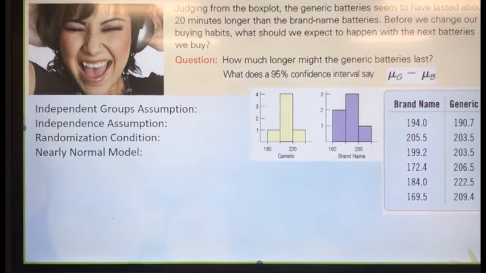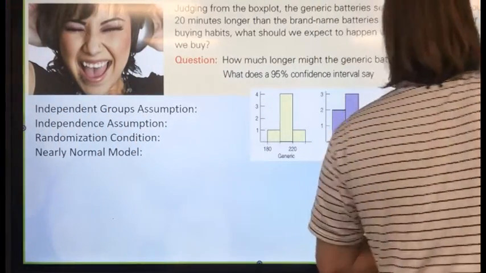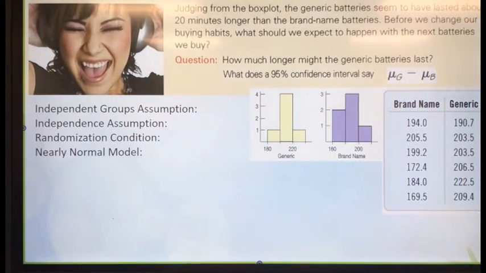Another type is where we're given data tables and we have to input the data. So judging from the box plot, the generic batteries seem to have lasted about 20 minutes longer than the brand batteries. Before we change our buying habits, what should we expect to happen with the next batteries we buy? How much longer might the generic batteries last?